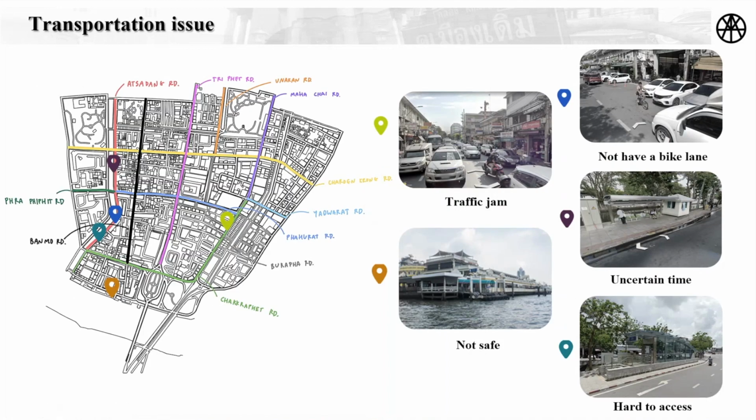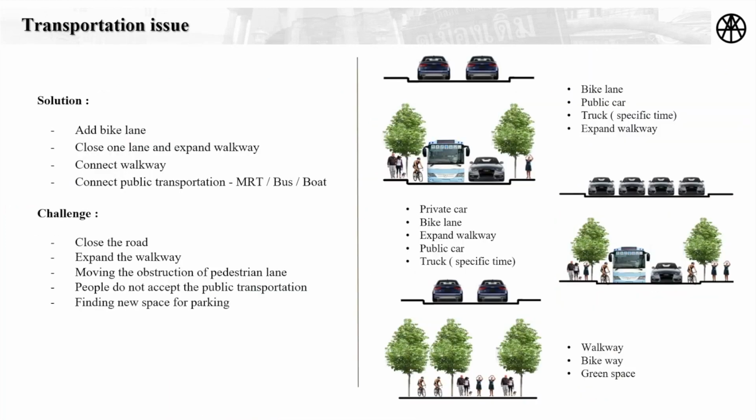And next shows a transportation issue: there is a traffic jam and it is not safe, there is no bike lane, the bus stop times are uncertain, and it is hard to access because of the narrow walkway, and it is not connected with other public transport, all of which will affect social life. And the solution could be to add more bike lanes, close one lane and expand the walkway, and connect the walkway and public transportation.